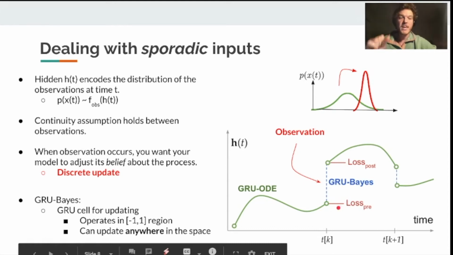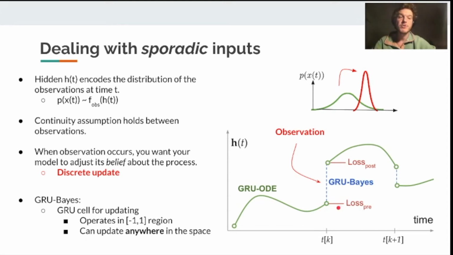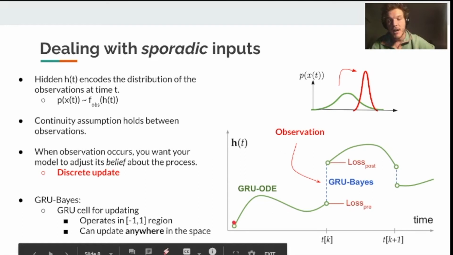And also don't forget that the hidden process encodes the distribution of the data, p(X). And as the method is a filtering technique, you predict the future conditioned on the past, and you expect to have some reduction of uncertainty when you reach an observation. So as time goes by, your uncertainty should grow, and then when you see an observation, you should see some shrinkage of the uncertainty.